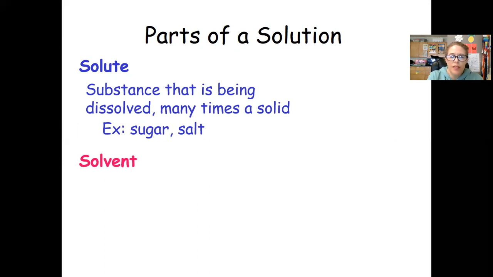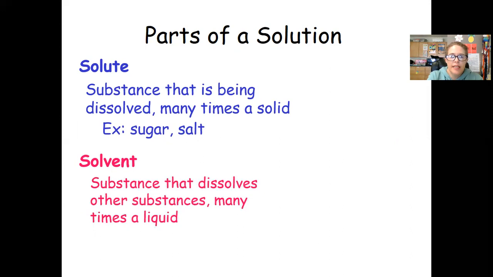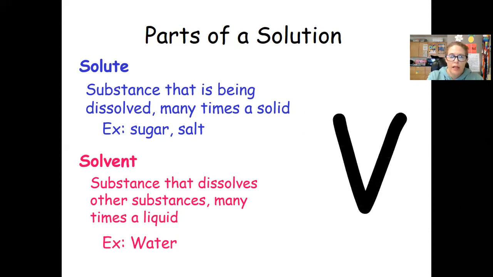Now the solute gets dissolved in the solvent. The solvent is the substance that dissolves the other substance, and many times this is going to be a liquid. In our example with salt water, water dissolves the salt, or water dissolves the sugar. So we have a solute and a solvent. Big V, little u. That means the solute is usually going to be the smaller amount of the substance.